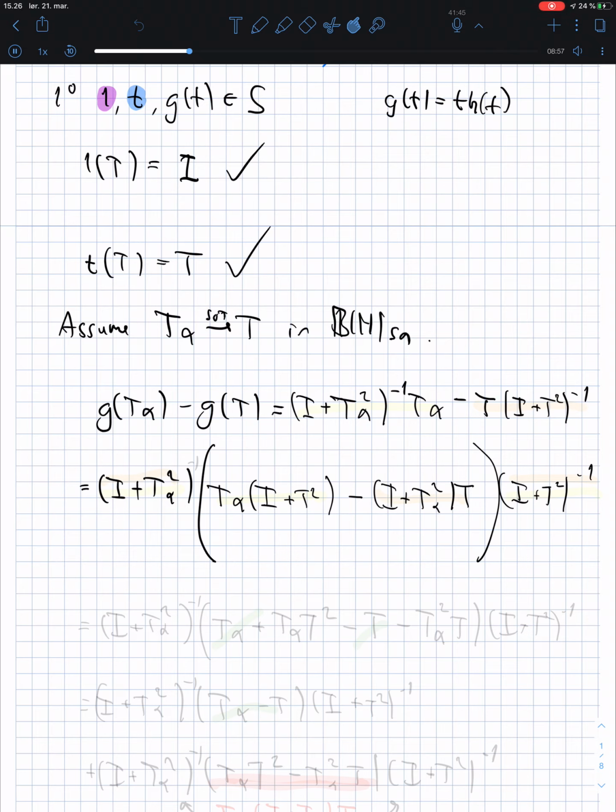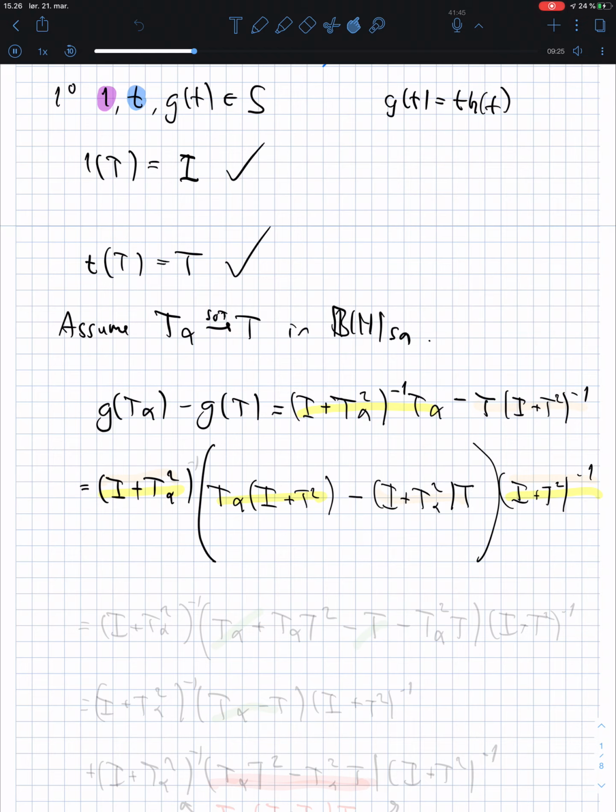So what is it that I've done? I've collected all the terms in three terms that I'm multiplying. And so, for instance, if we're looking for the term here, where is that? Well, I get that from taking this term and this term and that term, because the (I plus t squared) inverse cancels out with the (I plus t squared).